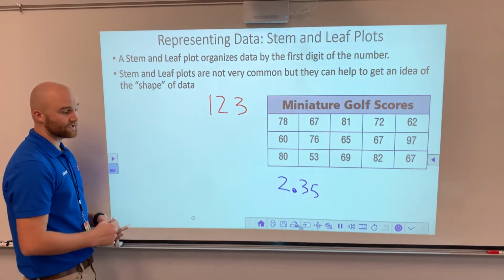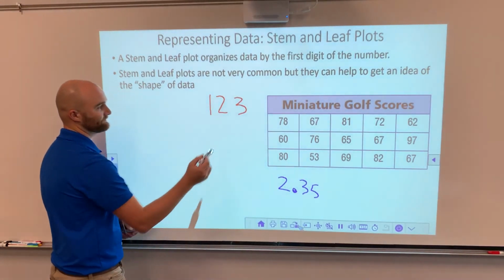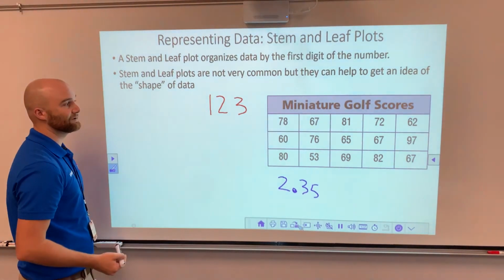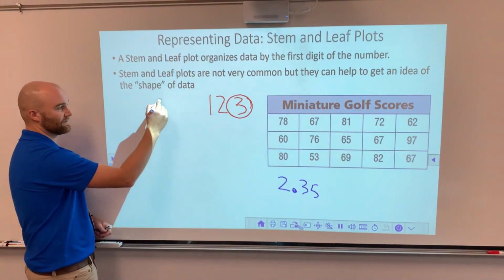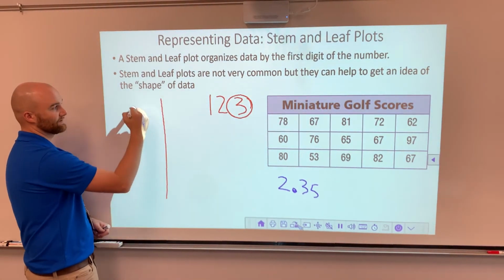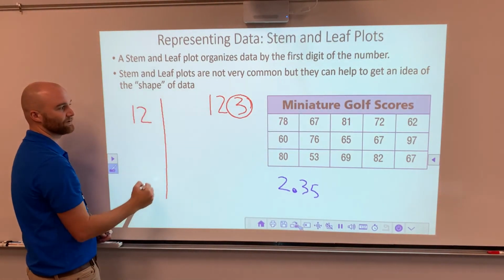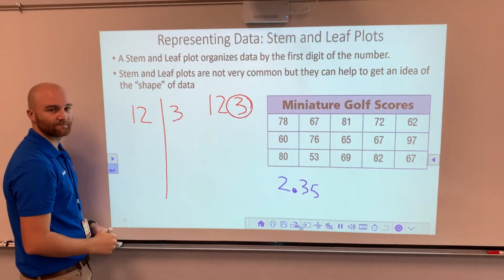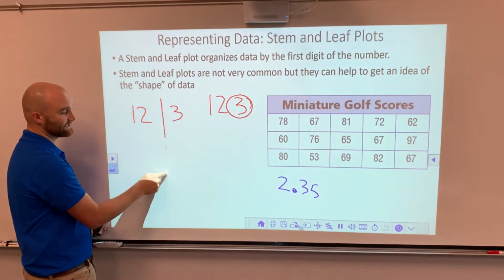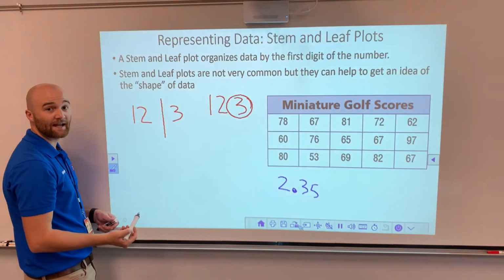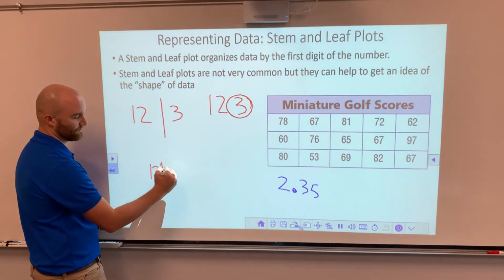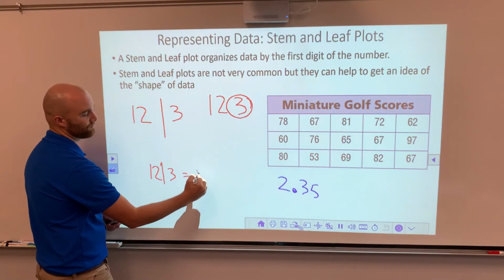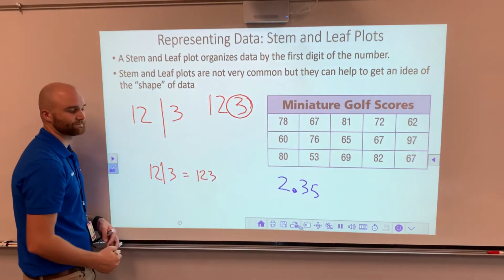We still only focus on this last bit. On this one, I'm going to look and say the last bit is 3, so that's going to be my leaf. That means that everything else has to be the stem. My stem would be 12, and my leaf would be 3. And then I make sure that down in the key, down below, where I explain how the stem and leaf plot works, I say 12 | 3 equals 123.